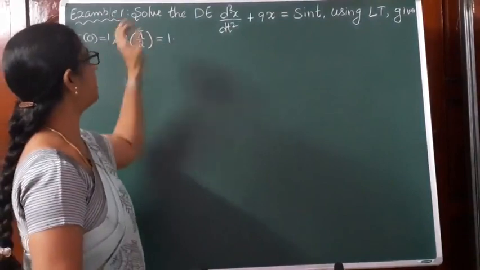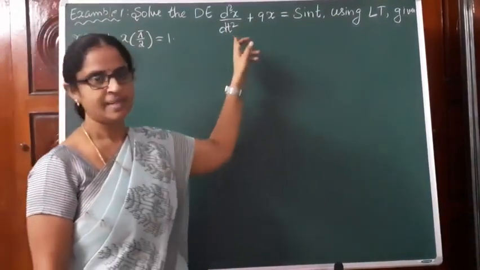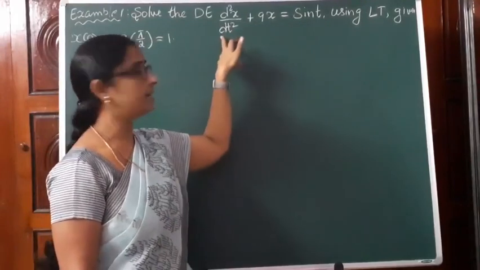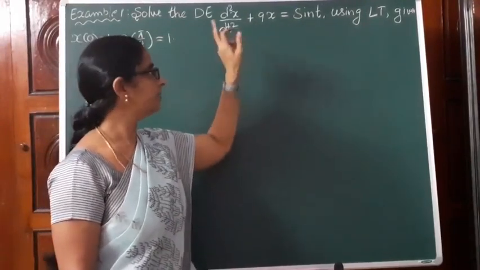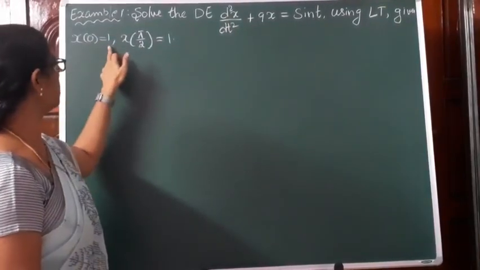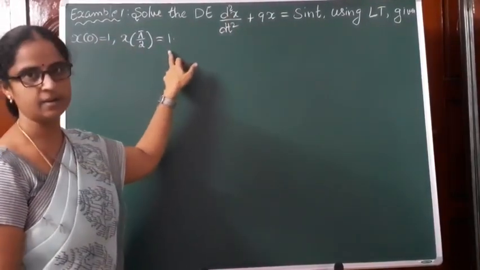Here is an example. Solve the differential equation d square x by dt square plus 9x is equal to sin t. See here, this is a second order differential equation. Using Laplace transform, we are given two conditions, x of 0 is equal to 1 and x of pi by 2 is equal to 1.